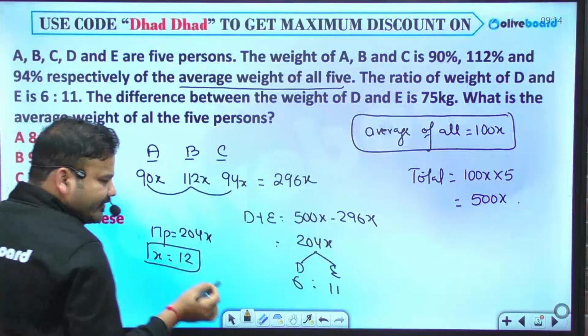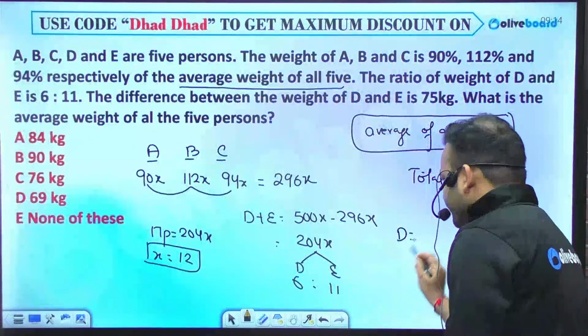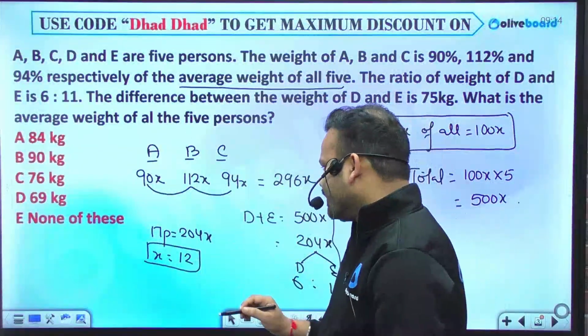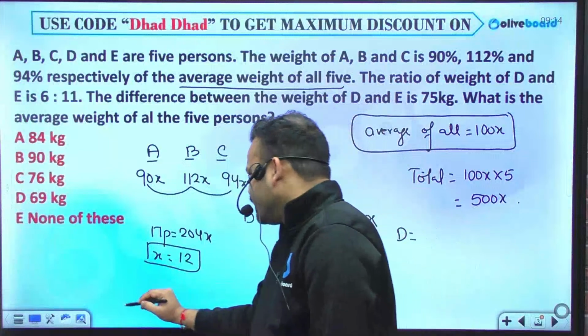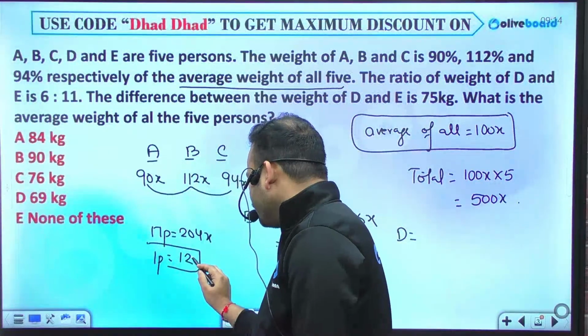The moment we get the value of x equals 12, so मुझे D की वैल्यू निकल गई। The value of x equals कितना आ गया आपका? 17 units equals 204, so 1 unit will be equal to 12x.